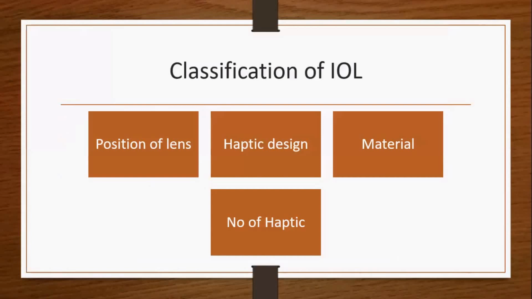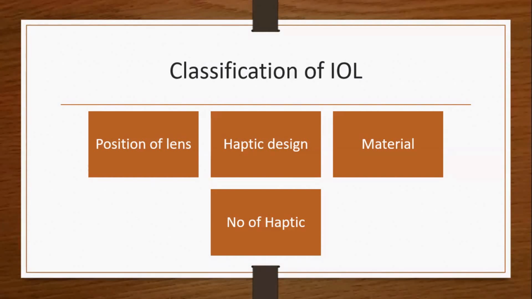So mostly the IOL is classified based on these 4 main parts. One thing is the position of the lens. Mostly the position of the lens will be in the anterior chamber, the posterior chamber, the iris supported lens, or the ciliary sulcus. Next comes the haptic design. The haptic design will be a loop design or a plate haptic. So haptic design is of 2 types: one is the plate haptic, another one is the loop haptic design.